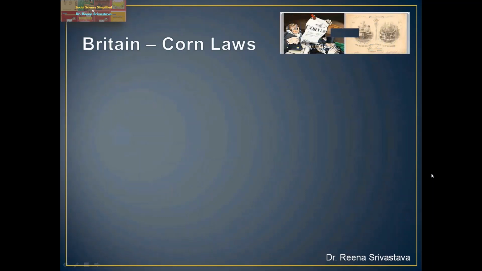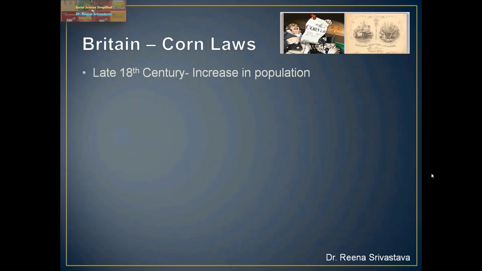Now let us first discuss the British Corn Law. In the late 18th century, there was an increase in population in Britain. But food production did not increase at that pace. If there is an increase in population, there will be an increase in demand for food, and food production has not increased at that pace. So there is an increase in demand as compared to supply, and there will be a rise in food prices.